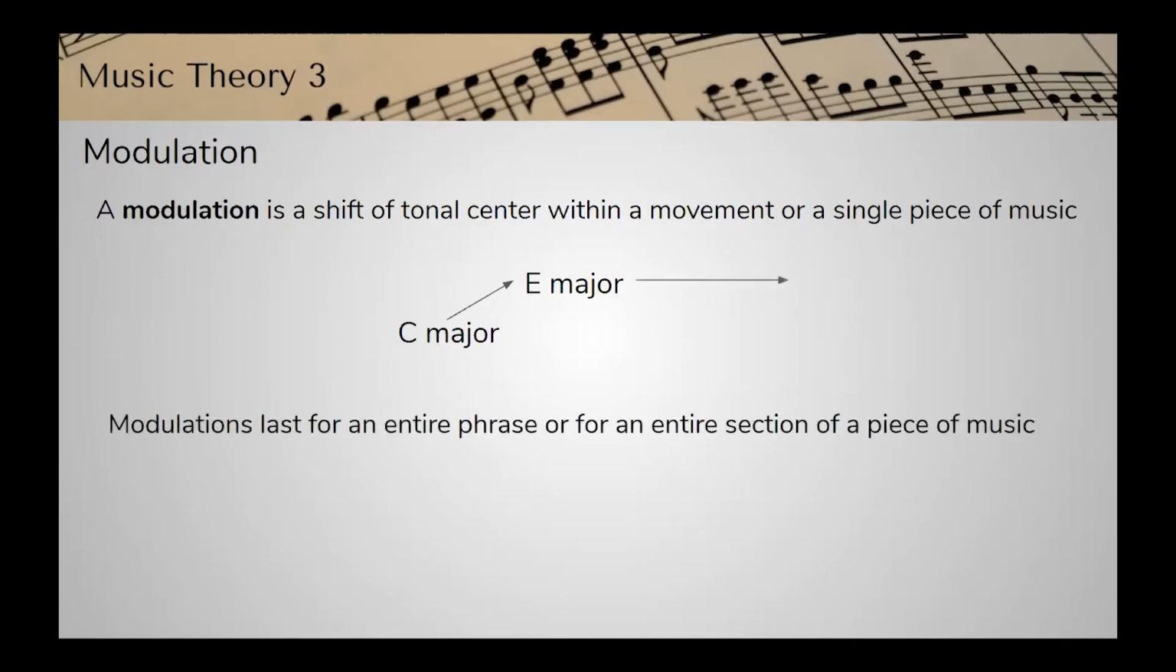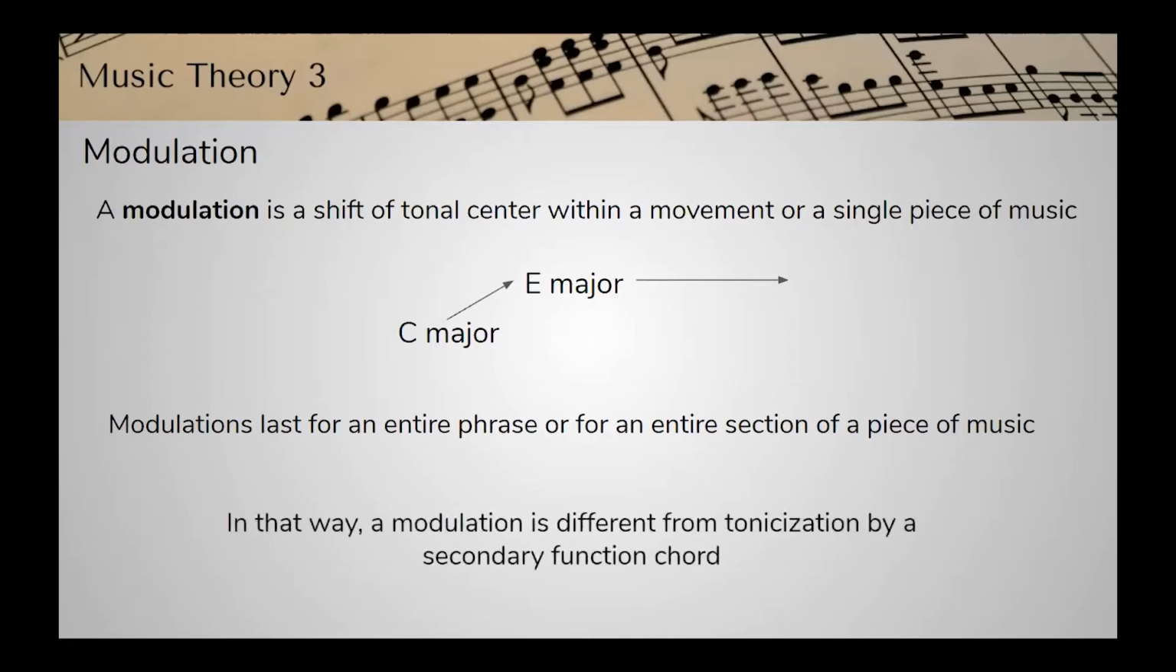So modulations last for an entire phrase or for an entire section of a piece of music. So you could start a piece in C major and then go to E major, and in order for it to be a modulation, that E major would have to last for an entire section or an entire phrase. And that's important because in that way it's different than a tonicization by a secondary function chord, for example. With those chords, the change in key, the change in tonal center, lasts for only a chord. A modulation lasts for an entire section or a phrase, so it's a much longer term thing.